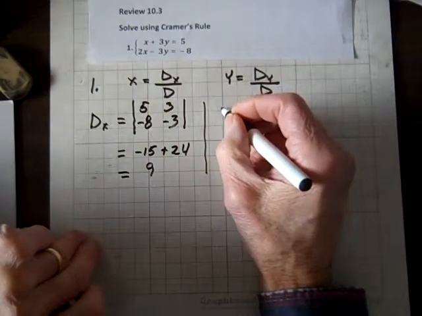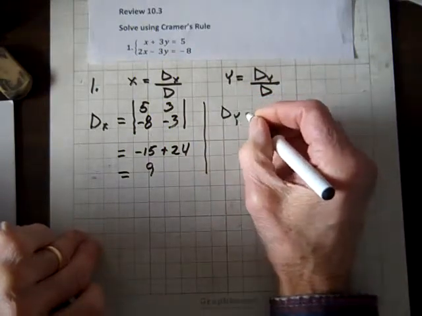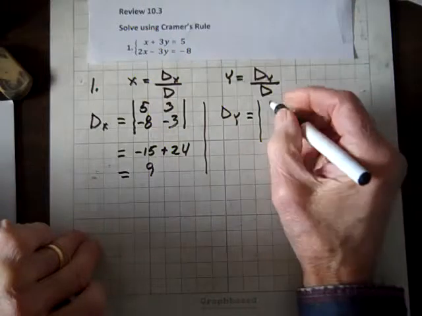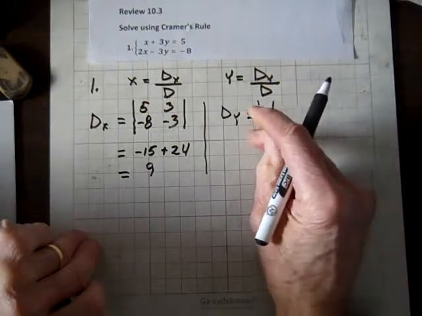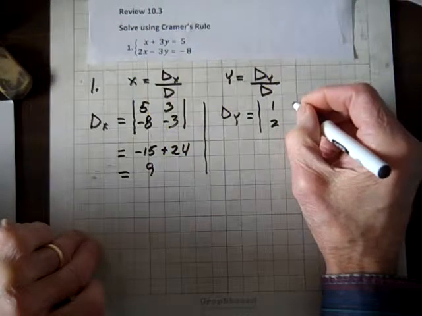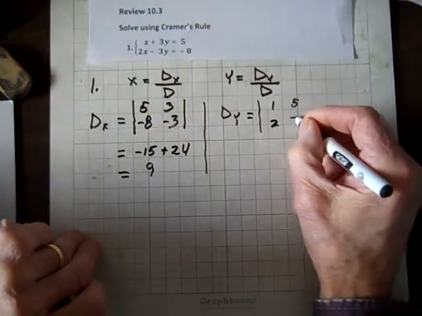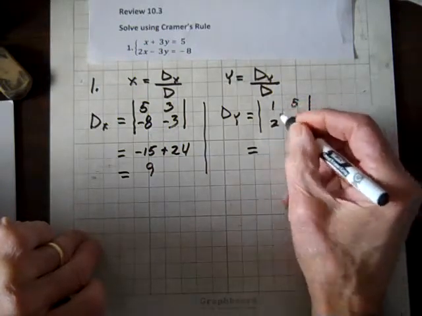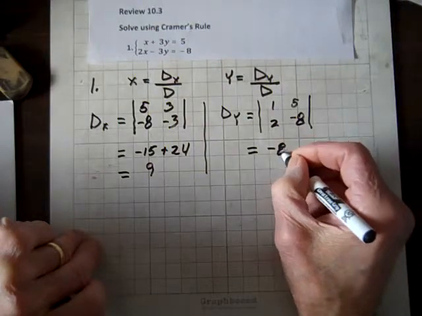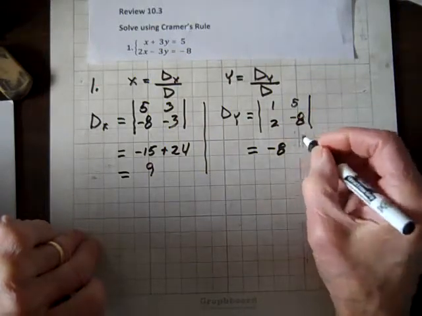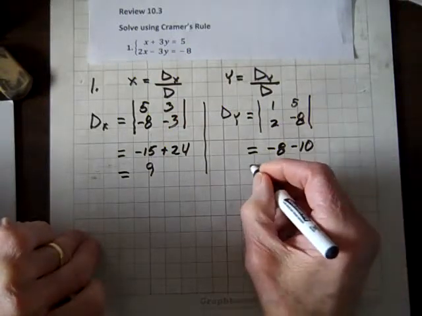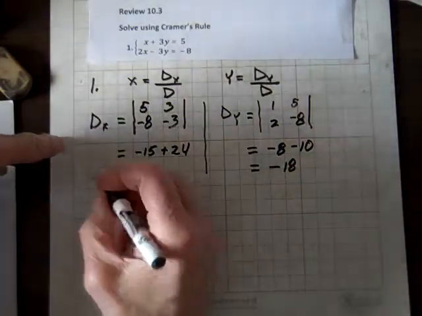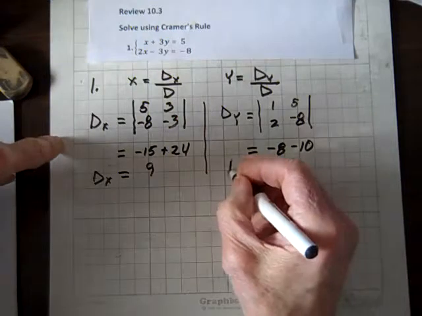Let's find d sub y, not d of y. And so now we'll put down the coefficients on x, which are 1 and 2, and in place of the coefficients on y, we'll stick the values of the result. And finding this determinant, the product of 1 and -8 is -8, and minus the product of 2 and 5, so that's -10, and we get -18. So this is d sub x, and this is d sub y.